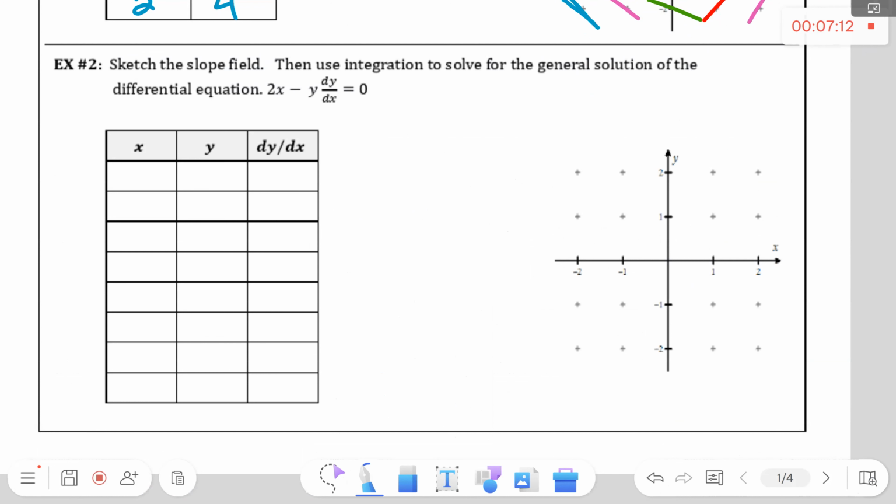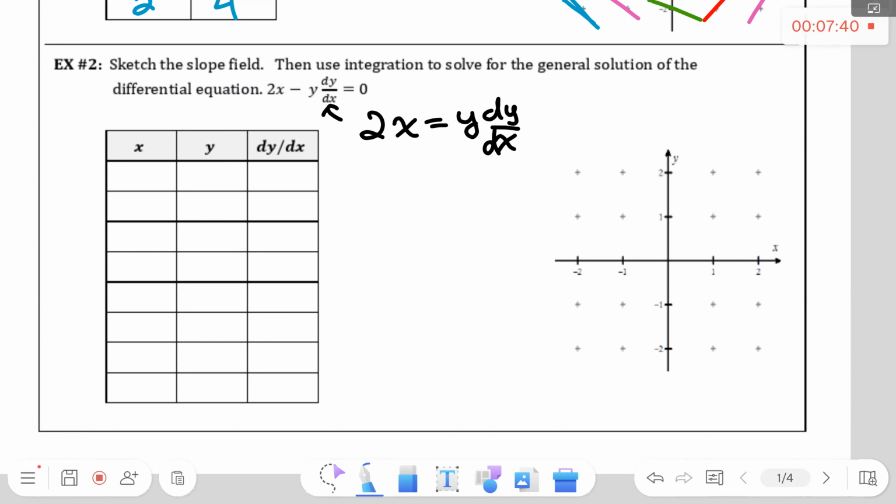This one's got a lot of numbers in there. I'm just going to give them to you for the sake of time. But the first thing I do want to do is rearrange this slope, or sorry, this rate right here, dy dx, by itself. How would you want to do that? Well, I'll get the other term to the other side first. So I'll do 2x equals y dy dx. I just add it to the other side.